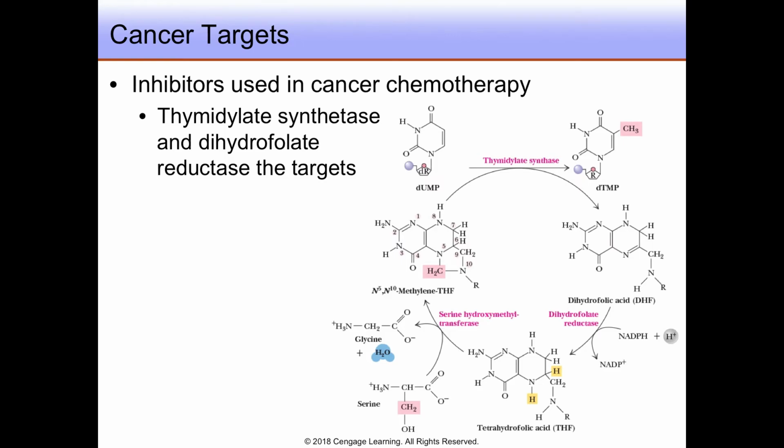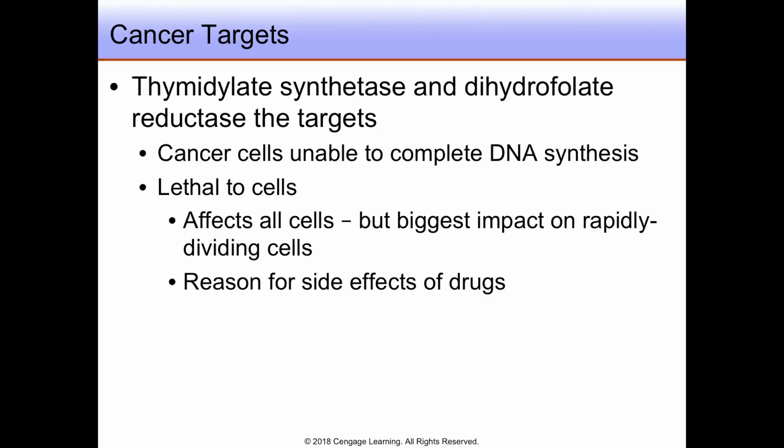Nucleotide biosynthesis is of course active in all rapidly growing cells, including cancer cells. Thymidylate synthetase is therefore a common target in chemotherapeutic agents. Dihydrofolate is another of their targets. The effect of these agents is that cancer cells are not able to generate the nucleotides needed for DNA synthesis, and that makes these drugs lethal to those cells.